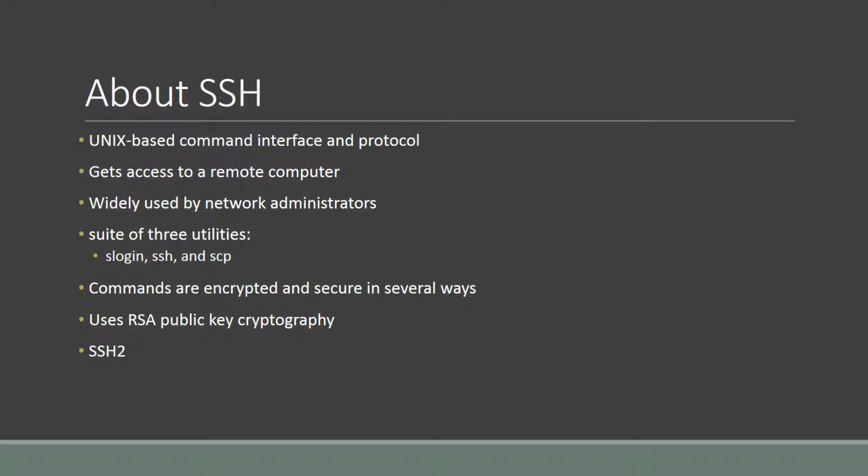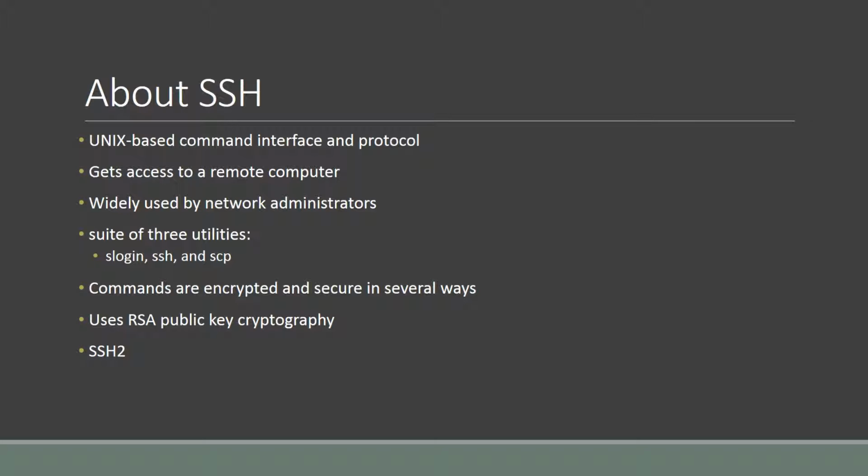SSH stands for Secure Shell, sometimes known as Secure Socket Shell, and it is a Unix-based command interface and protocol for securely getting access to a remote computer. It is widely used by network administrators to control web and other kinds of servers remotely. SSH is actually a suite of 3 utilities: slogin, SSH, and SCP, and they are secure versions of the earlier Unix utilities rlogin, RSH, and RCP.